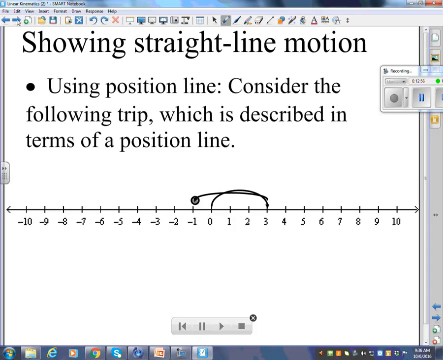So, showing straight line motion. Again, we're going to be dealing with what's called straight line motion or rectilinear motion, forward and backward. You could use what's called a position line. Consider the following trip, which is described in terms of a position line.